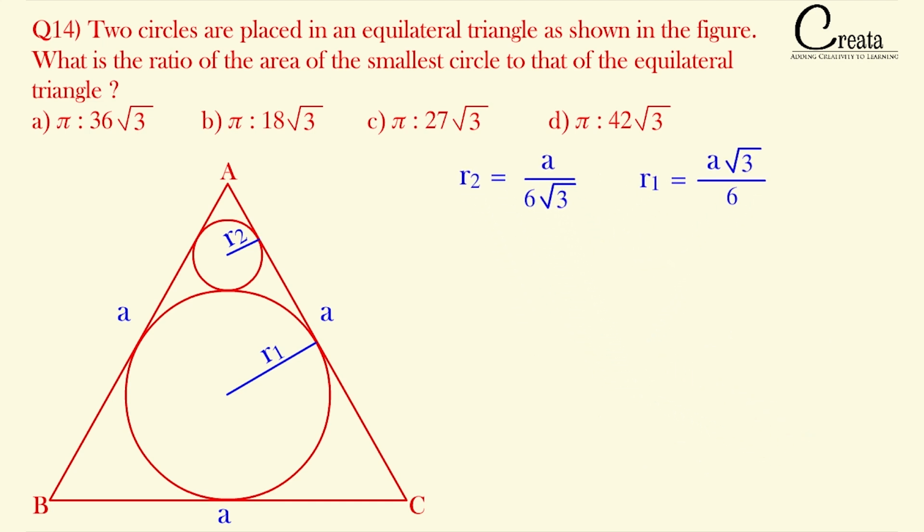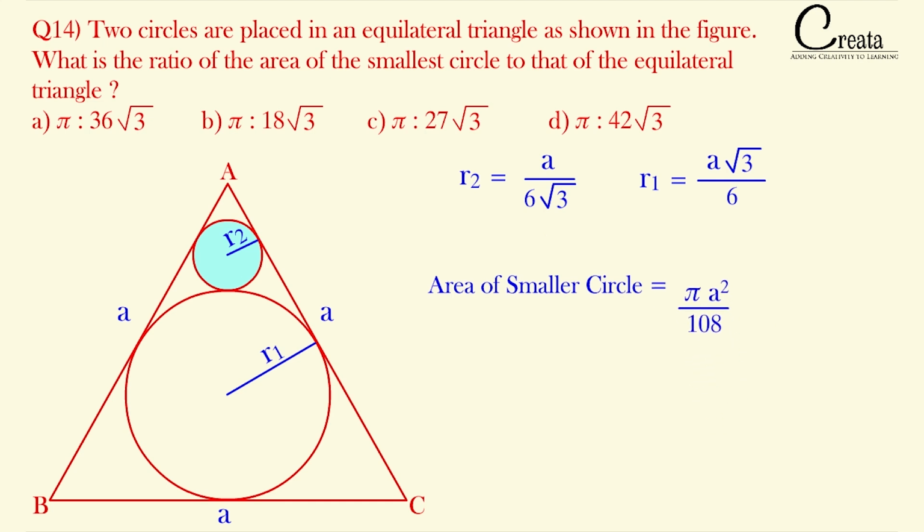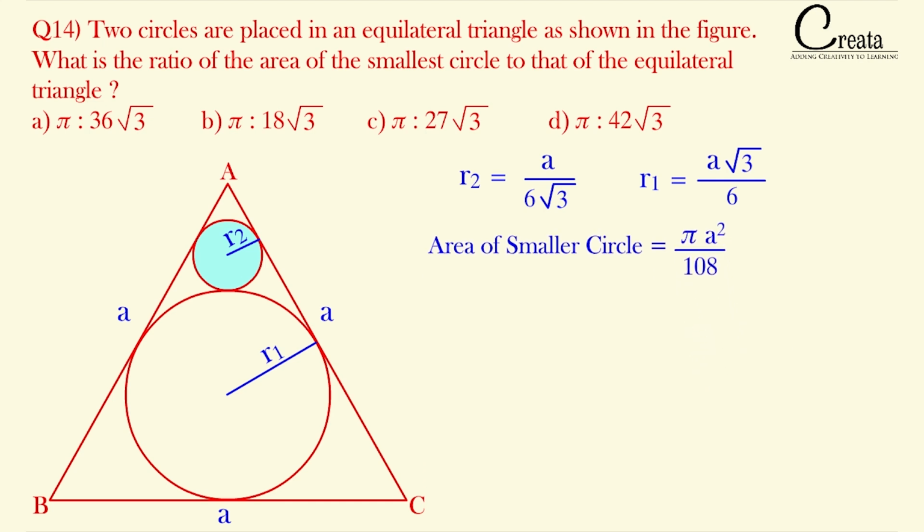In the question, we have to calculate the ratio of the areas. So firstly, let's calculate the area of this smaller circle. And we know the area of a circle is pi r square. For this smaller circle, the area will be pi r2 square, where r2 is the radius of the circle. And we know r2 is equal to a upon 6 root 3. On putting the value, we got the area as pi a square upon 108. So we got the area of the small circle.